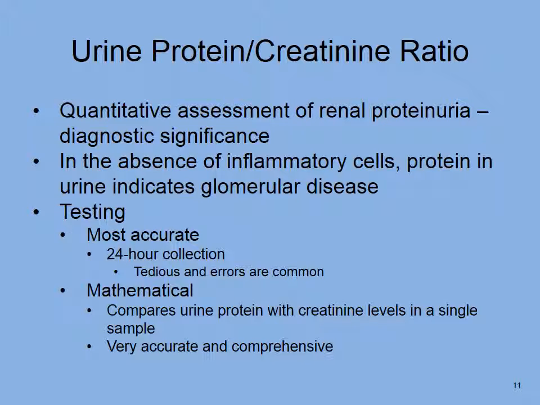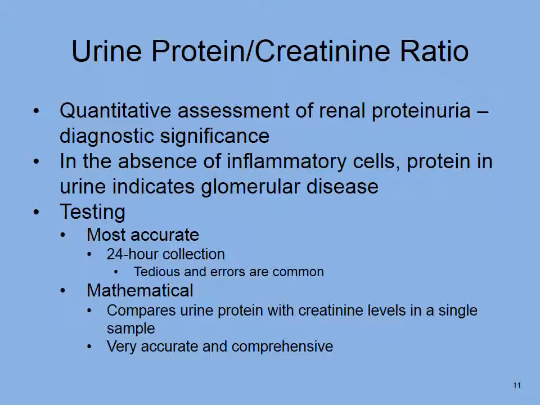How do we test it? The most accurate way would be to do a 24-hour collection. I can't imagine any owner ever doing that. It's tedious, errors are common. It means you would have to, for instance, collect your dog's urine every single time he pees within 24 hours. It's very, very hard to do that.